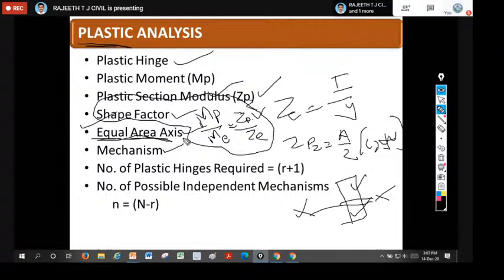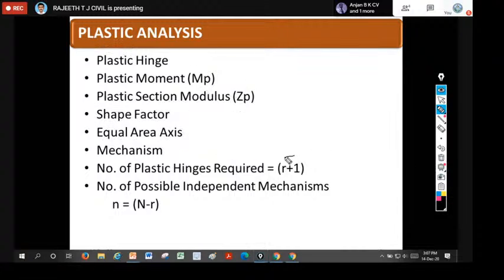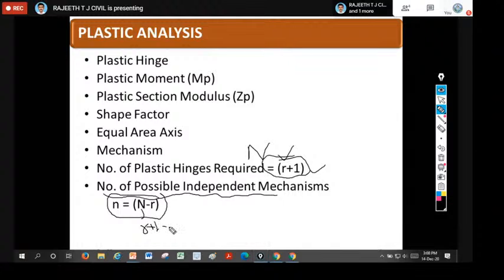Next, to perform plastic analysis, we need the number of plastic hinges required to convert an indeterminate structure to a mechanism. So how many plastic hinges are required here? Capital N equal to R plus 1, where R is the degree of static indeterminacy. The number of possible independent mechanisms, small n, is equal to capital N minus R. These are the possible locations of mechanisms.